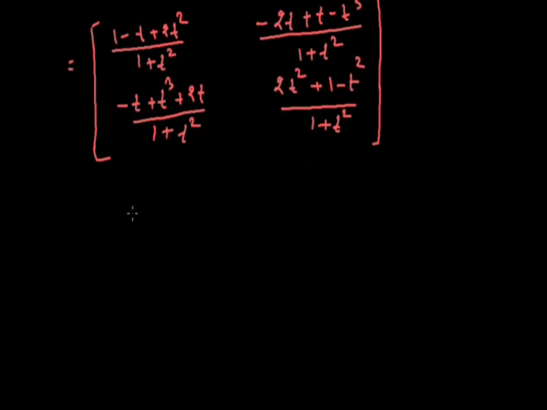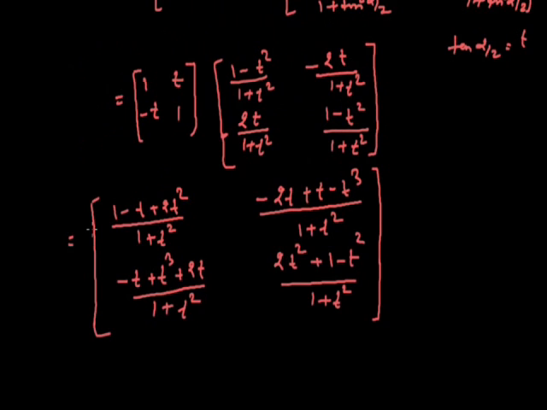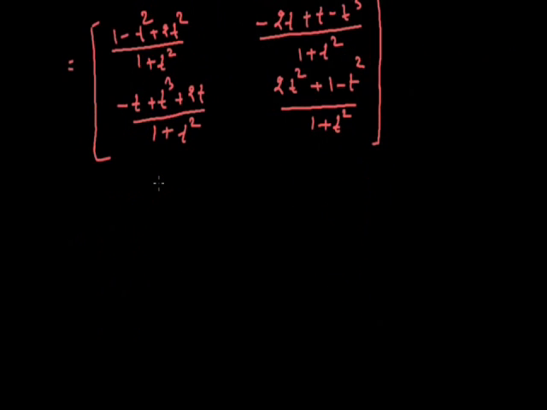Now after the simplification, I have made a mistake here. Now it is 1 minus t square. We get 1 minus t square plus 2t square is 1 plus t square upon 1 plus t square.